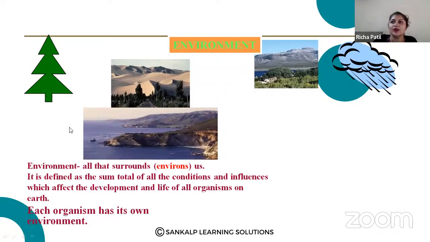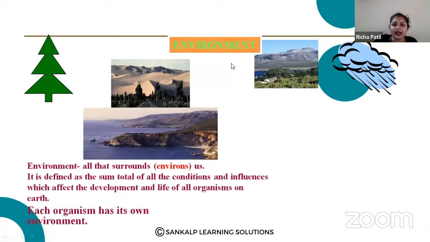So what do environmental studies tell you? It deals with the sum of all the social, economic, biological, physical, and chemical interactions with our surroundings. So environmental studies is nothing but we are dealing with all the social, economical, biological, physical, and chemical interrelations with our surrounding.